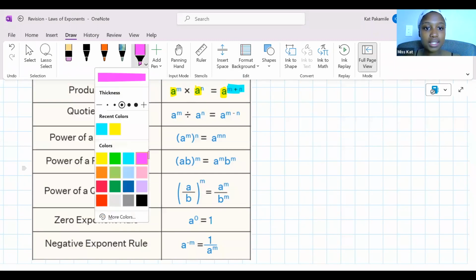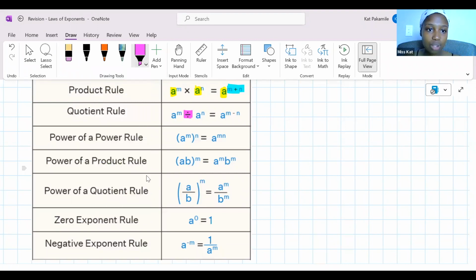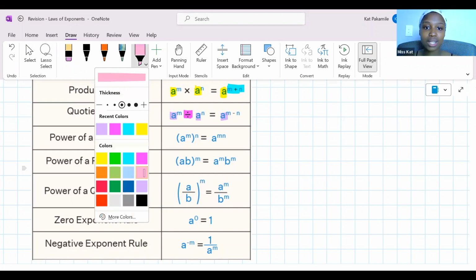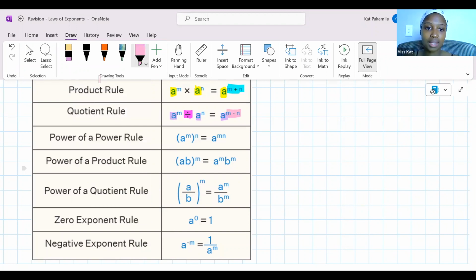The next is the quotient rule, i.e. we are dividing. It's the opposite of the product rule. In this case, still we keep our base, but we subtract the exponents. Here we go, m minus n. So if you have a times in the middle, you add your exponents. If you have a minus in the middle, you subtract your exponents.